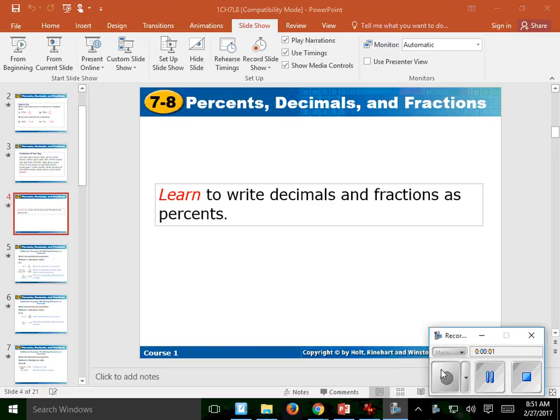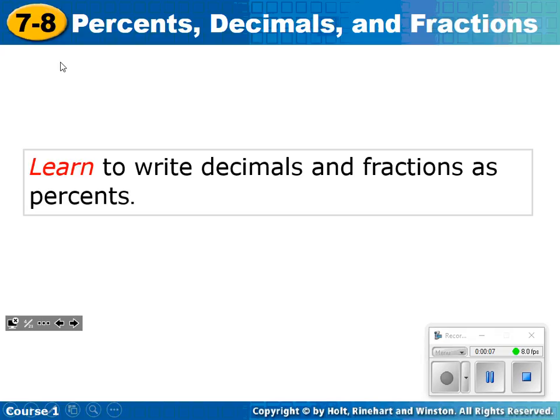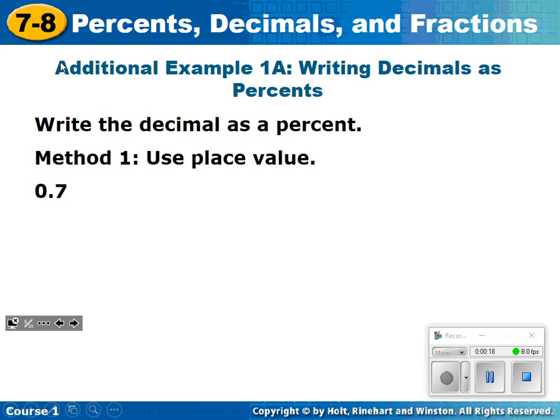By the end of today, I want you to be able to write decimals as fractions and percents. So I'm going to give you a decimal, and I want you to be able to write it as a fraction and write it as a percent. Okay? It's relatively easy.